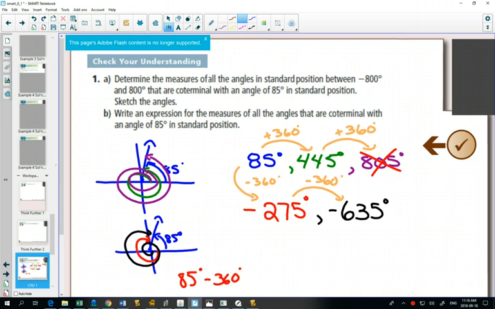But if I spin 360 degrees from that, that's either adding 360 or going in the opposite direction.